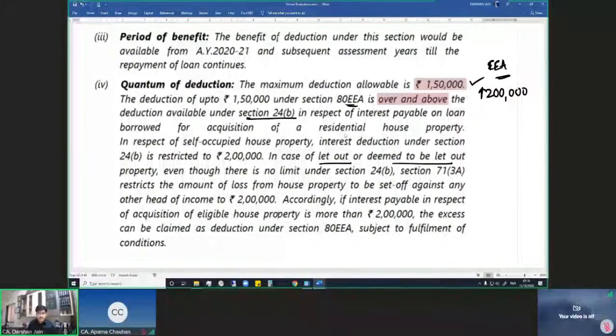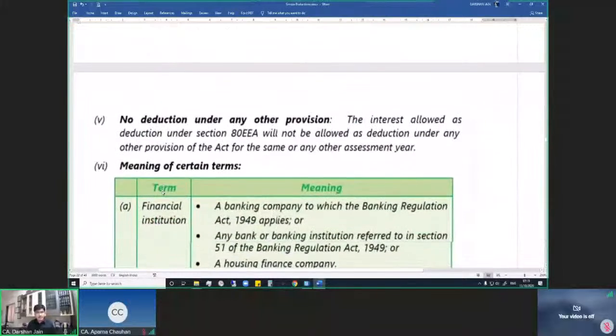That's the only condition. So if you let it out, there is no limit for 24B, but then you are aware of the limit provided under section 71(3)(a). So you cannot set off more than 2 lakh rupees of a loss. So what you could do is you could plan it this way. You could claim a loss up to rupees 2 lakhs under the head of house property, and the remaining amount you could transfer to 80EEA. So you could claim a deduction under 80EEA along with 24B. It's a good tax planning tool available.